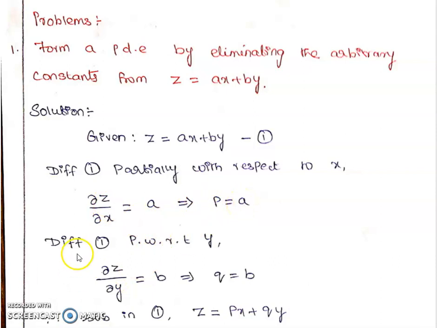Next, differentiating 1 partially with respect to y. The left side can be written as dou z by dou y is equal to, here no y term is in the first term, therefore the first term becomes 0. The second term with respect to y, the differentiation of y is 1, so we only get b. We know the notation dou z by dou y is equal to q. So we can write q is equal to b. We find that a is equal to p, b is equal to q. Substitute these a and b values in the given equation. Therefore, we get z is equal to px plus qy. This is the required partial differential equation.